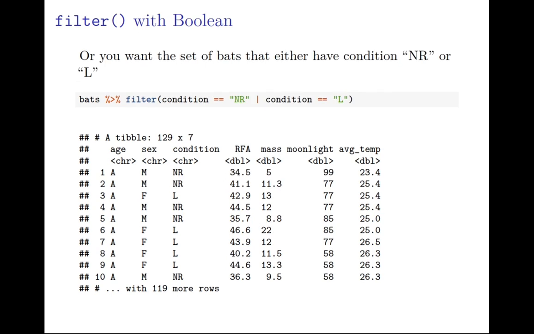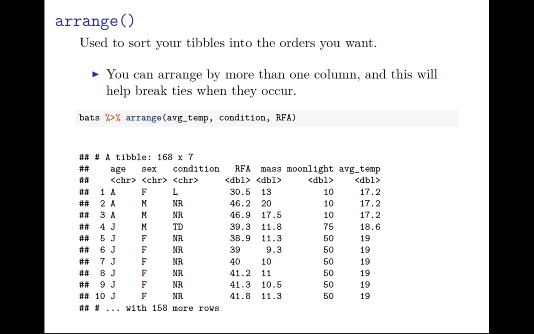Or say you want the set of bats that have either a condition NR or L. And so here that would look like this, where you filter where your condition is NR or with the pipe condition L, and here's your resulting output. And so arrange is another really useful function, and it helps you sort your data in the order you want. And you can arrange by more than one column if you prefer, and this will help break ties when they occur. So here we've arranged our full bats data frame by average temperature, then condition, then RFA.